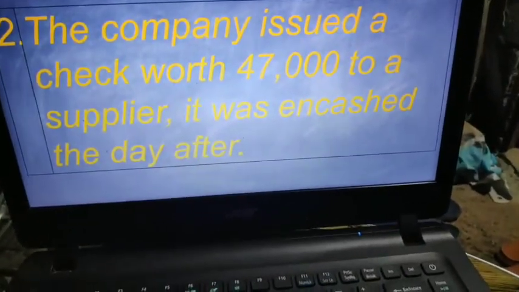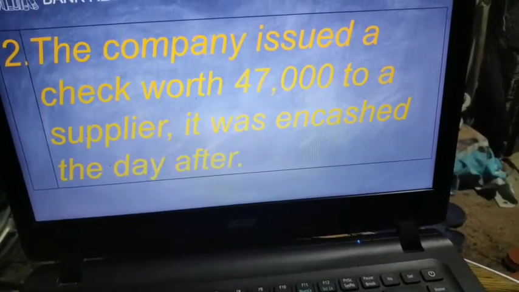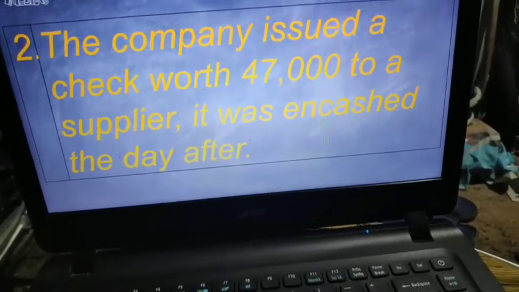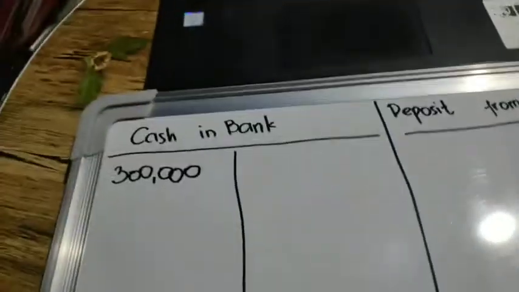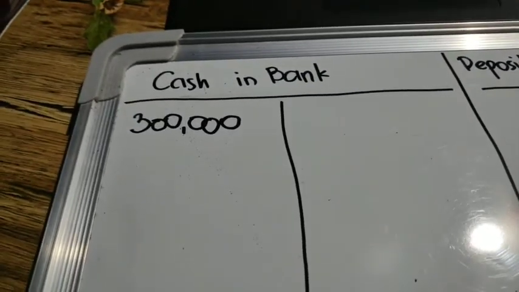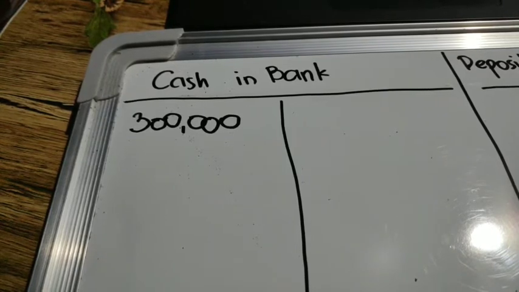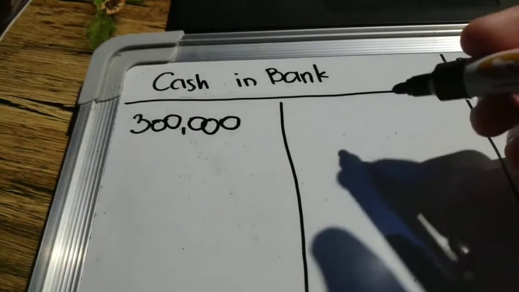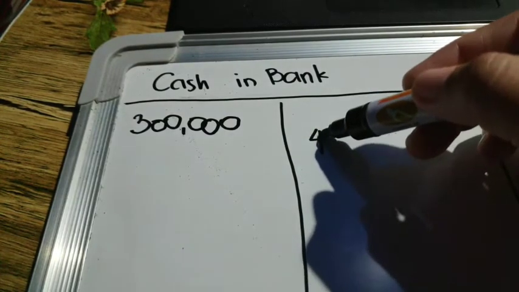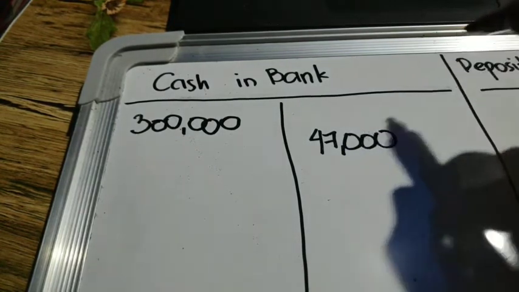The company issued a check worth 47,000 to a supplier. It was in cash the day after. Okay, it was in cash the day after. So, niingon that the company issued a check worth 47,000 to a supplier. So, naay nigawas nga kwarta kay nag-issue man og check ang company. So, you will write the 47,000 on the debit side.